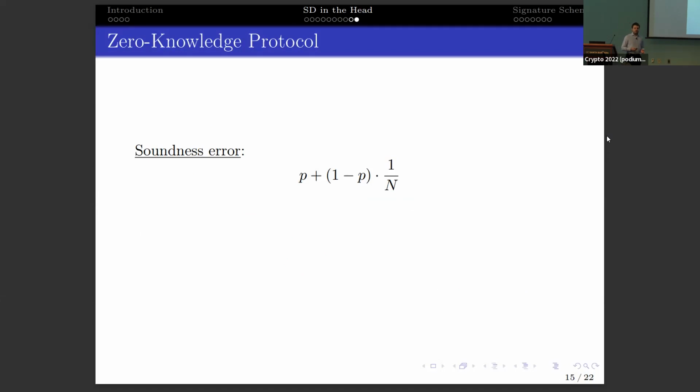The soundness error of this protocol, meaning the cheating probability of the prover, is given by this formula, where p is the small probability we saw in the previous slide, and N is the number of parties involved in the secure multi-party computation.